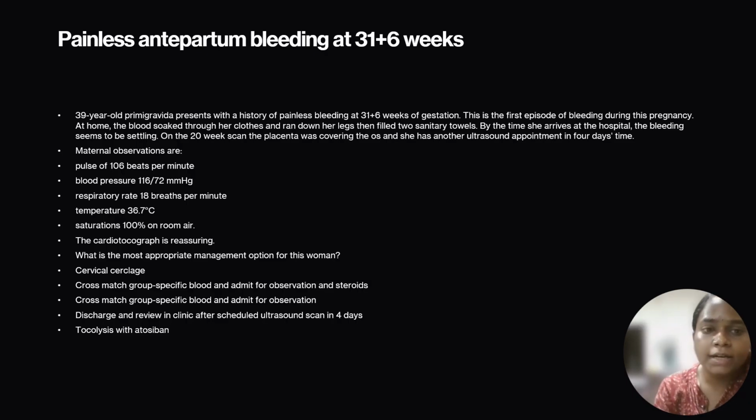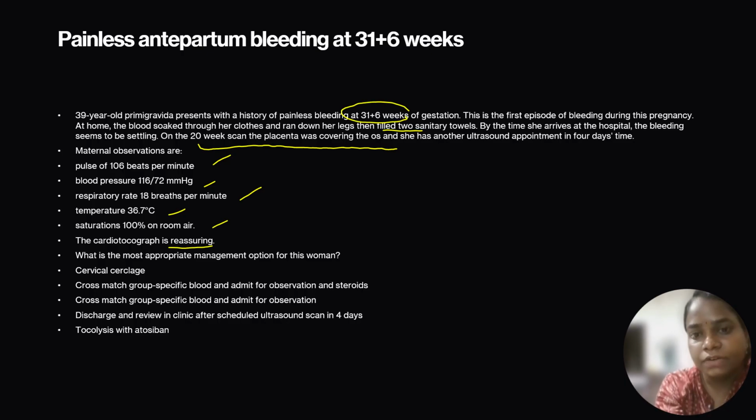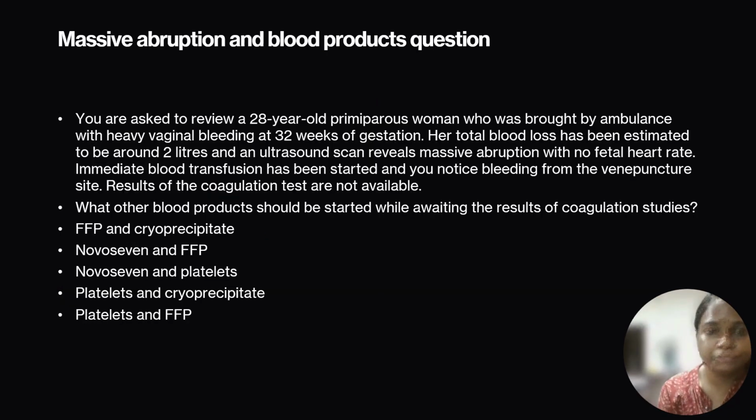Next, a 39-year-old primigravida presents with a history of painless bleeding at 31 weeks 6 days. This is the first episode of bleeding during this pregnancy. At home, the blood soaked through her clothes and ran down her legs, then filled 2 sanitary towels. By the time she arrives at the hospital, the bleeding seems to be settling. On the 20-week scan, there was placenta previa. Pulse okay, BP okay, respiratory rate okay, temperature okay, saturation good. CTG also reassuring. What to do? Basically, she is 31 weeks and had a history of bleeding, so you should go for cross matching, admit for observation, and steroids.